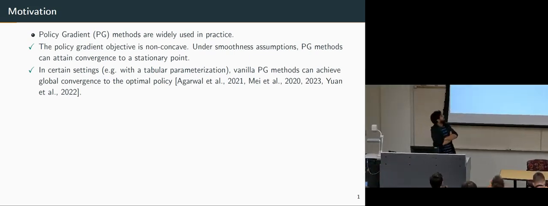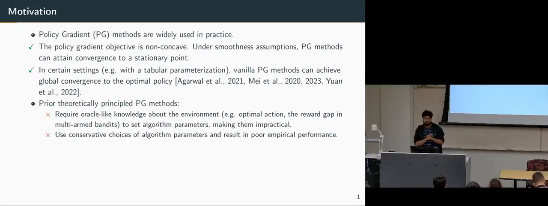Okay, so let's start. Policy gradient methods are widely used in practice. Theoretically, we understand that the objective is non-concave, and under certain smoothness assumptions, you can prove convergence to a stationary point. Recently, there have been papers which show that in certain settings, like a tabular parameterization, vanilla PG, just running REINFORCE or natural policy gradient, can actually converge globally to the optimal policy.